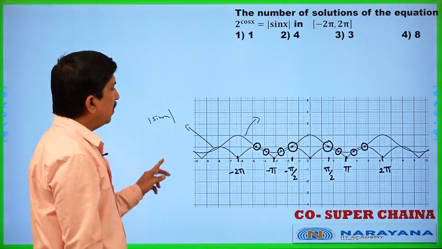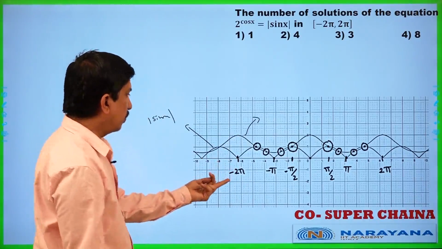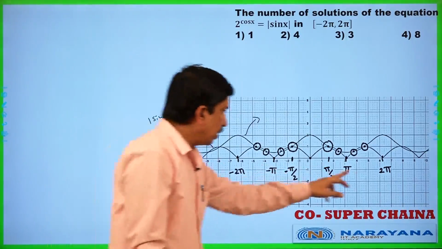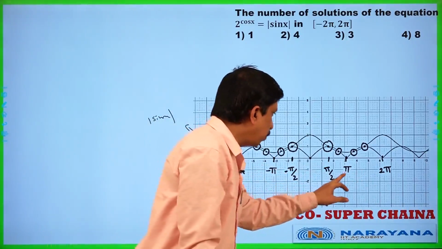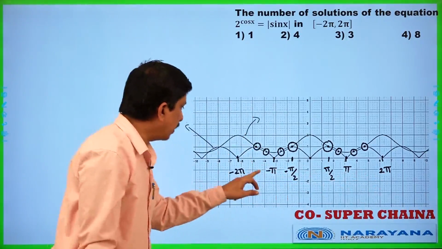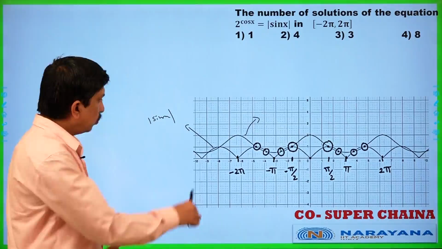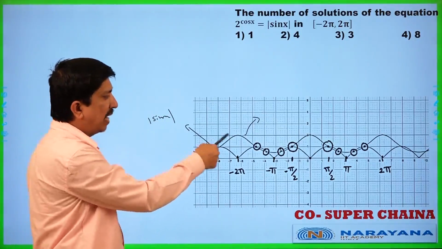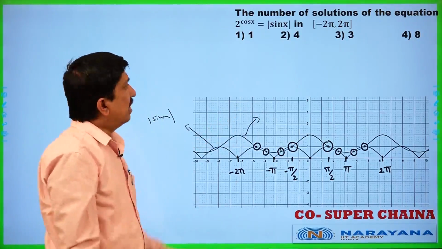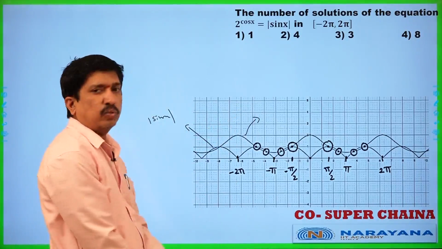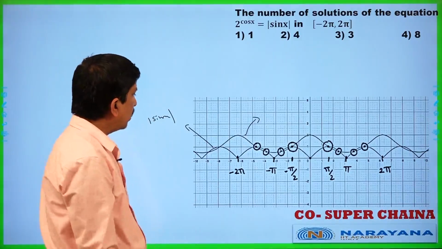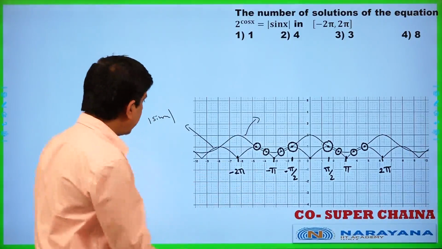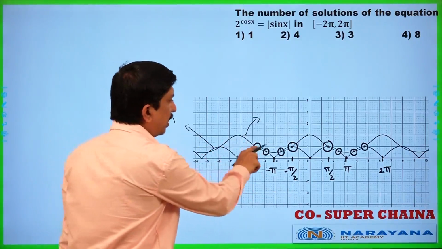Now, you observe the things, and pi by 2 and minus pi by 2, you can mention that here. Here you see 0, pi by 2, pi, 2 pi, minus pi by 2, minus pi, minus 2 pi. Now, I put one arrow mark for the mod sin x graph only, like mountains you are getting. This 2 to the power of cos x also, you will not get below the x axis only. Already we mentioned it like that.